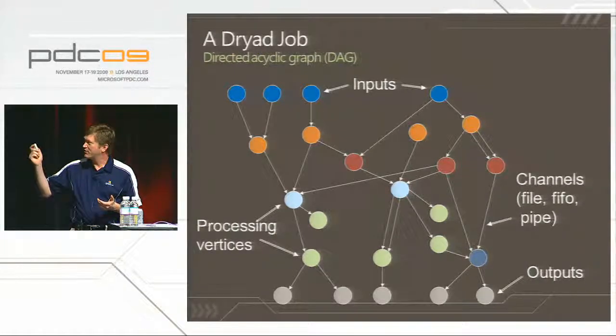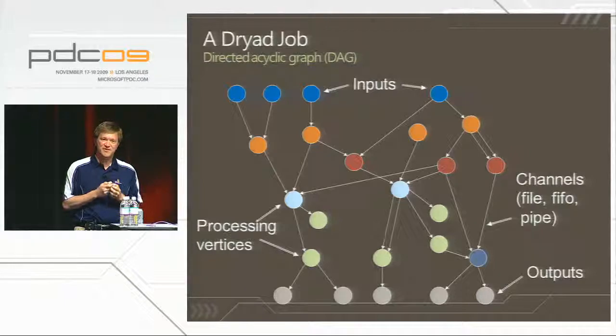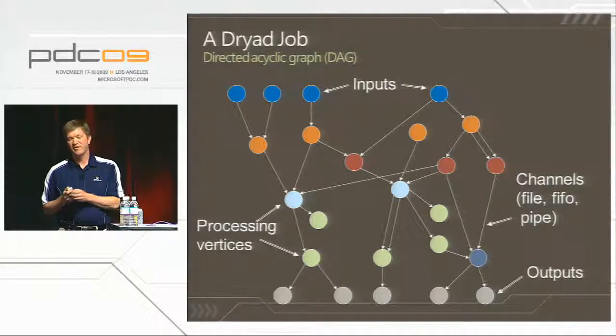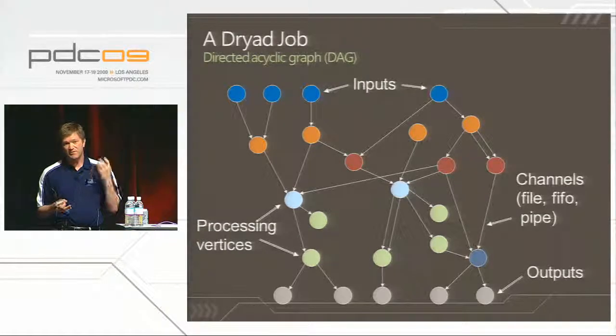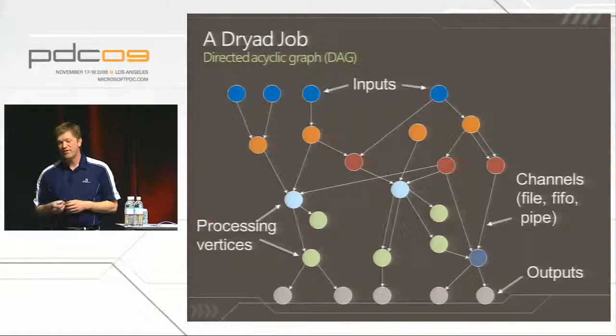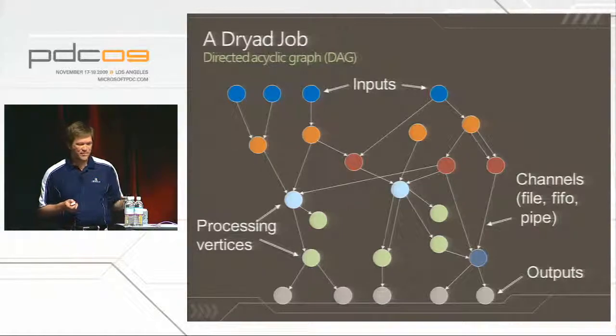You have a set of inputs at the top. That's a computation that's going to happen in that vertex of the graph, and it's going to flow the results of that computation out across a channel. That channel could be just a file on disk. We'll write the output to a file and feed that file into the next vertex in the graph. It could be a direct connection, a pipe or FIFO network connection. So you could actually run these two vertices at the same time and pipe the results directly over the network.